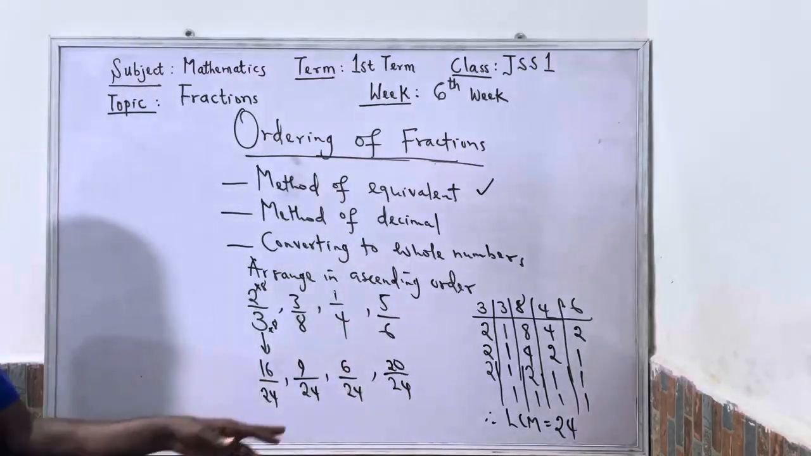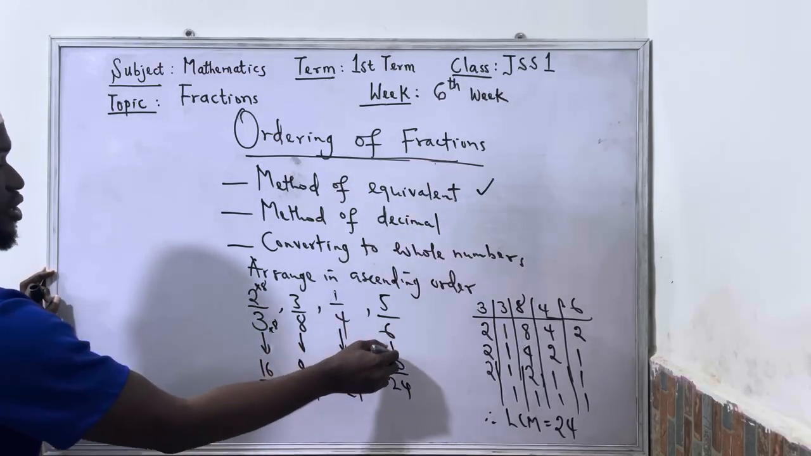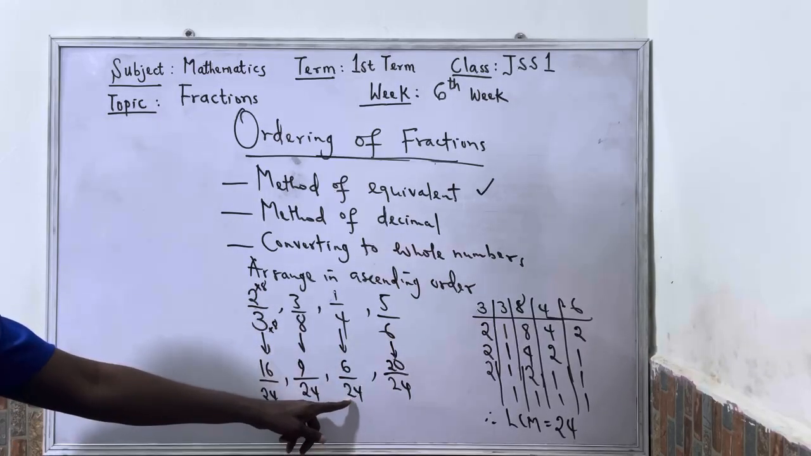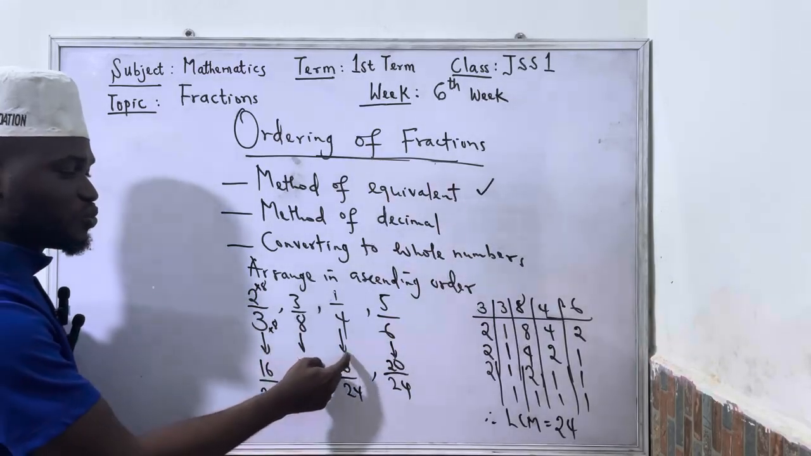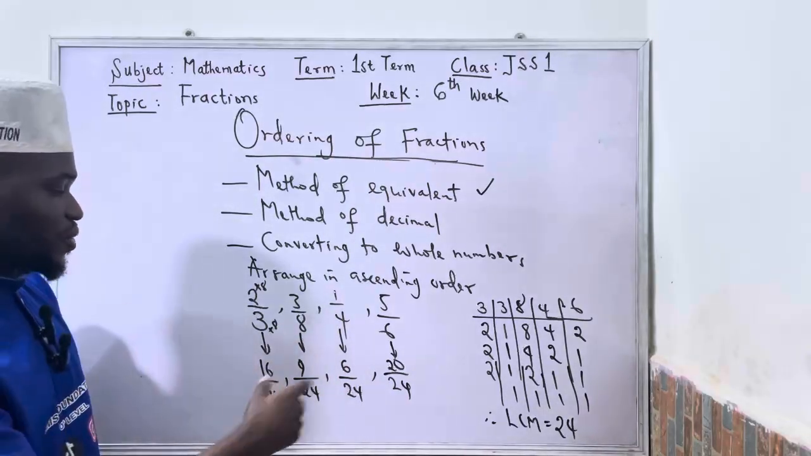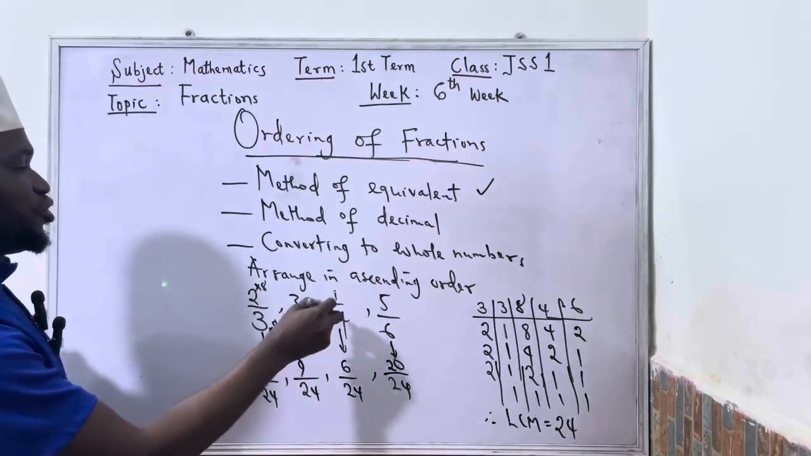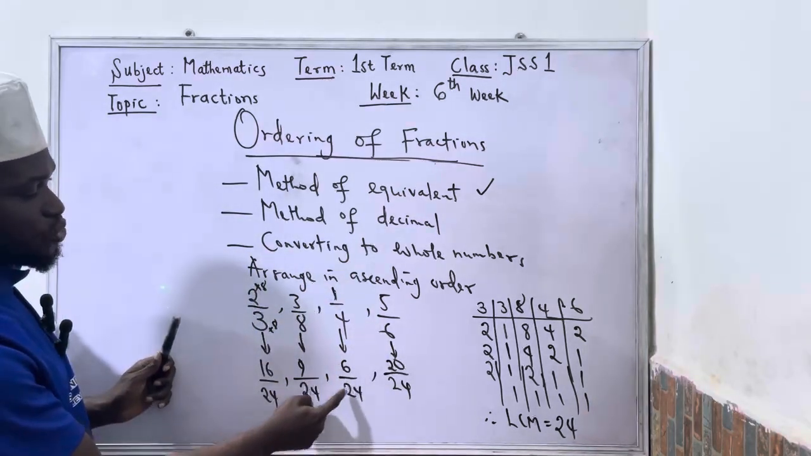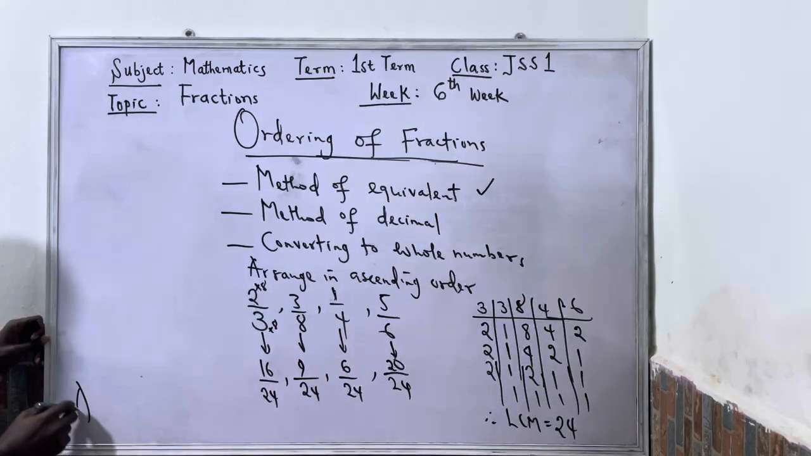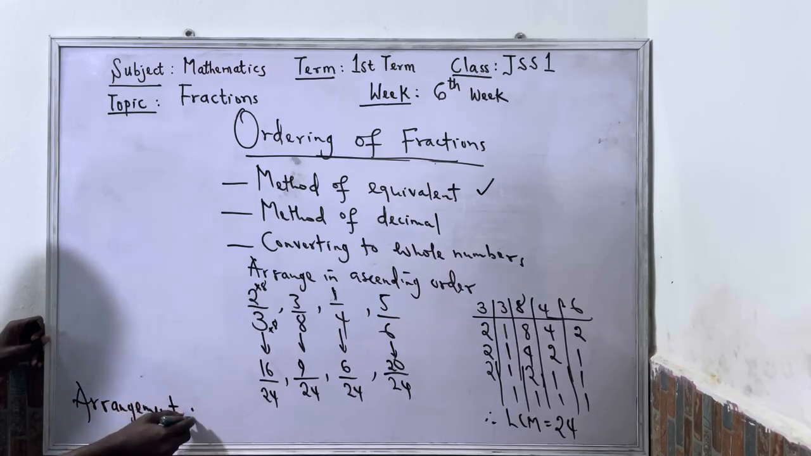So now, from what we can see here, correspondingly, the fraction with 6 over 24 happens to be the smallest. The fraction with the smallest numerator is the smallest, while the one with the biggest numerator is the biggest. So if we are to arrange, we see that 6 over 24 corresponds to 1 over 4. That means the arrangement goes thus. This will be my arrangement.